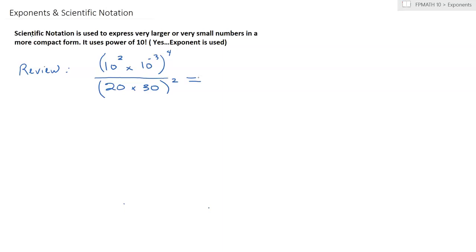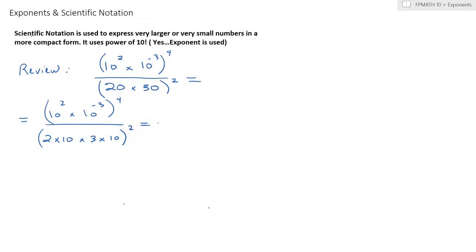First things first, notice that the denominator is 20 times 30. I don't want to use a calculator, so we need to change that into powers of 10. So the top is 10 squared times 10 to the power of 3, all of that to the power of 4, divided by, now instead of 20 we can write 2 times 10, and then 30 is 3 times 10, and all of that to the power of 2.